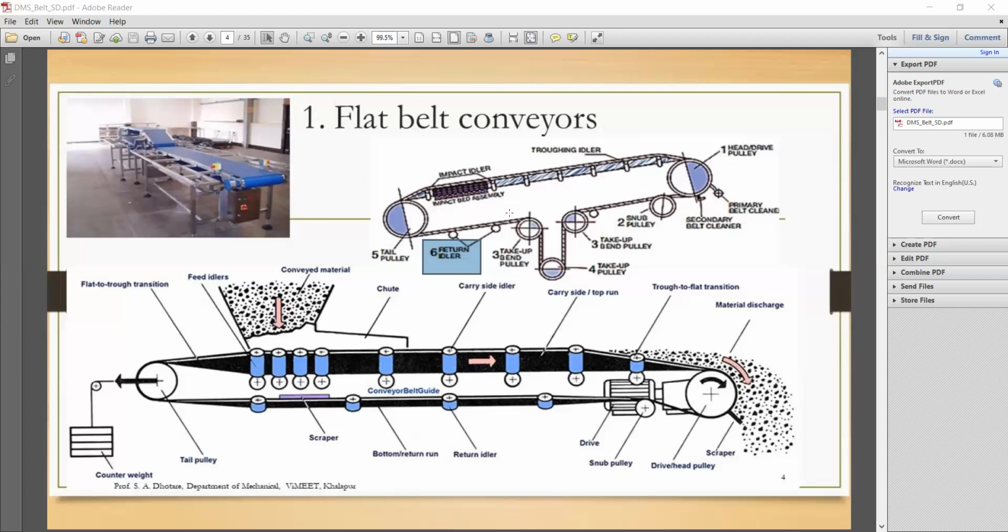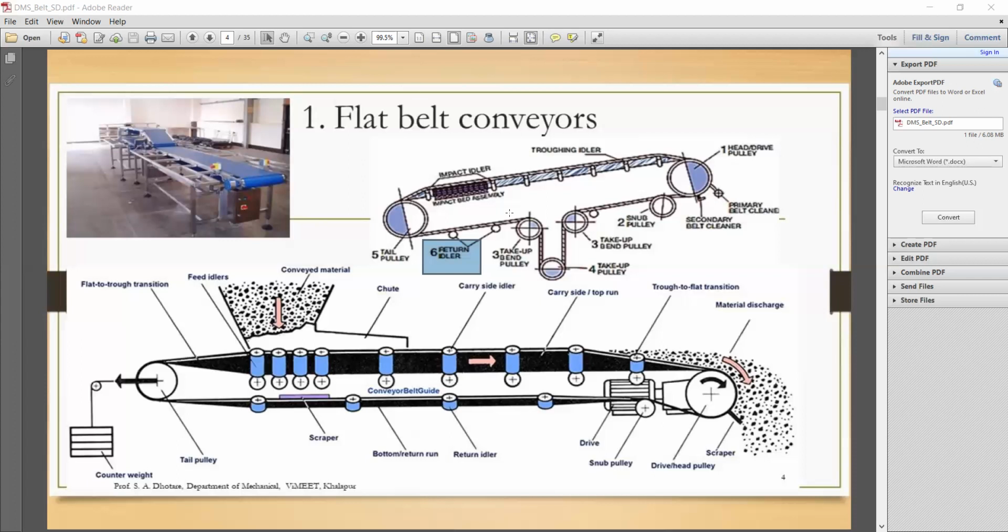So if the ground has some variation in level, it can be managed, or easily absorbed by this flat belt conveyor. You can look at the top left photo. Here the levels change, but it can still be managed properly.